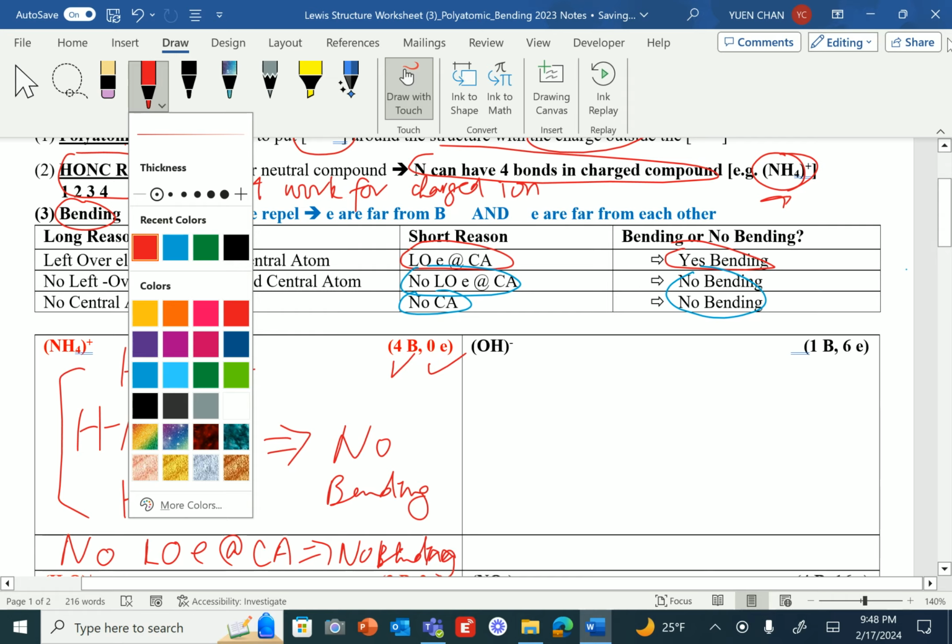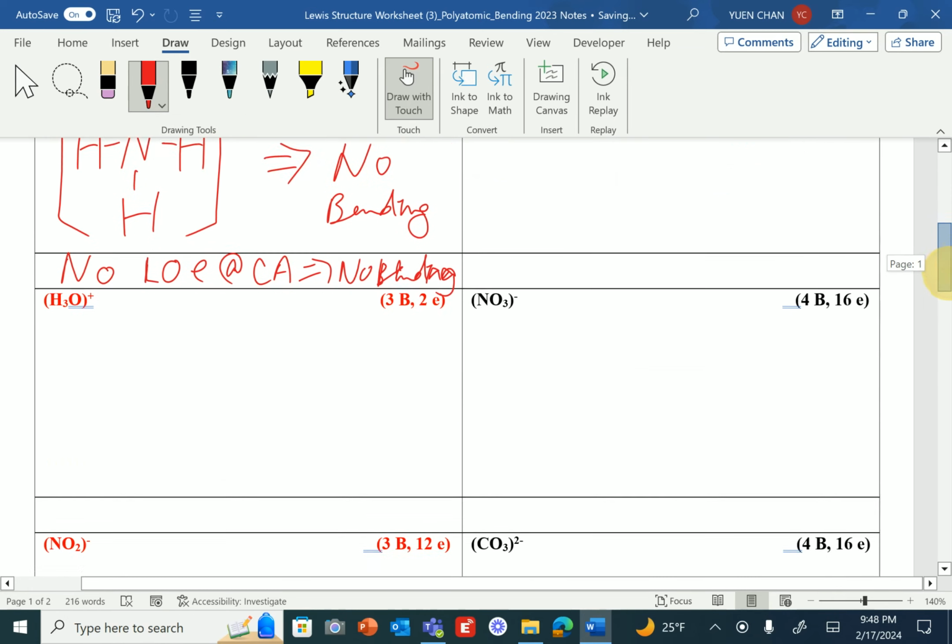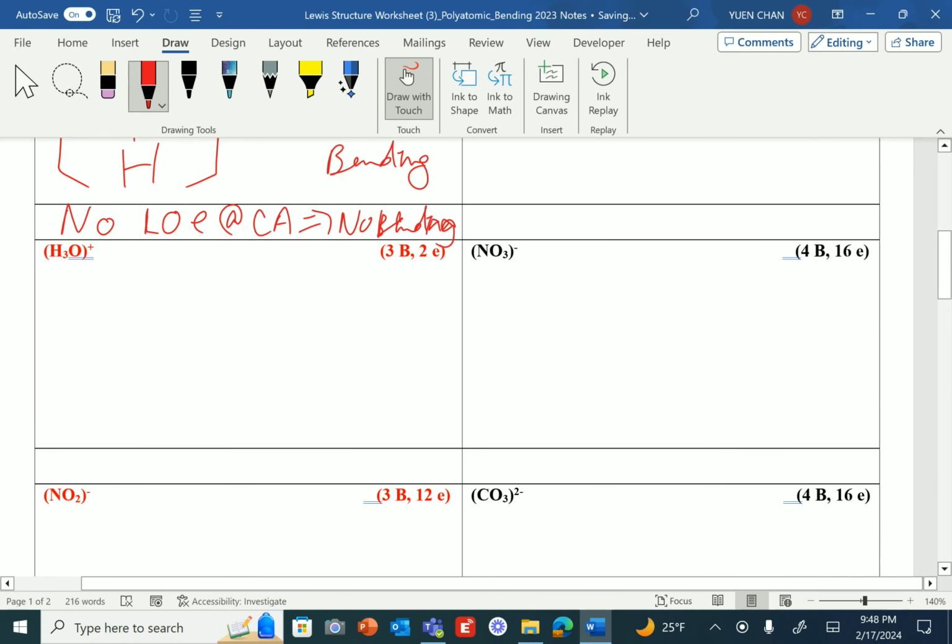And then I'm going to the second question, which is H3O plus. So first of all, you ask yourself, do I have a central atom? Yes, I do, which is O. And then after the central atom, what's the basic shape? The basic shape is Y shape, because I have 3 H around the central atom. I have 3 bonded atoms around the central atom. So that's why it's a Y shape.